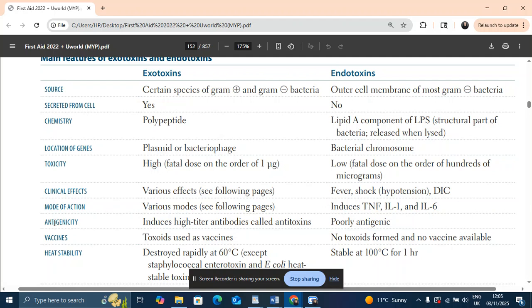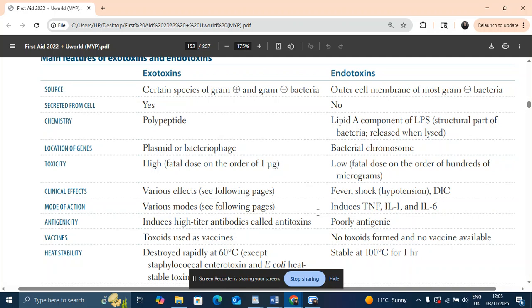Now let's talk about antigenicity, which is very confusing. So what does antigenicity mean? Here it is saying exotoxins induce high titer antibodies called antitoxins, and endotoxins are poorly antigenic. Exotoxins have high antigenicity as compared to endotoxins. Endotoxins have low antigenicity. And what does that mean?